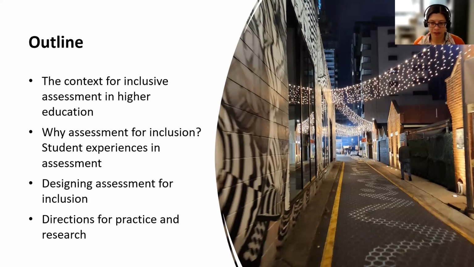So for this first part of the talk, I'll be outlining the context of inclusive assessment in higher education. I'll tell you a little bit about student experiences in assessment and why it's important to think about assessment for inclusion. And then I'll outline some of the things that we've tried in designing assessment for inclusion and what this means for future assessment design. And then I'll provide a little bit of a summary around directions for future practice and research.